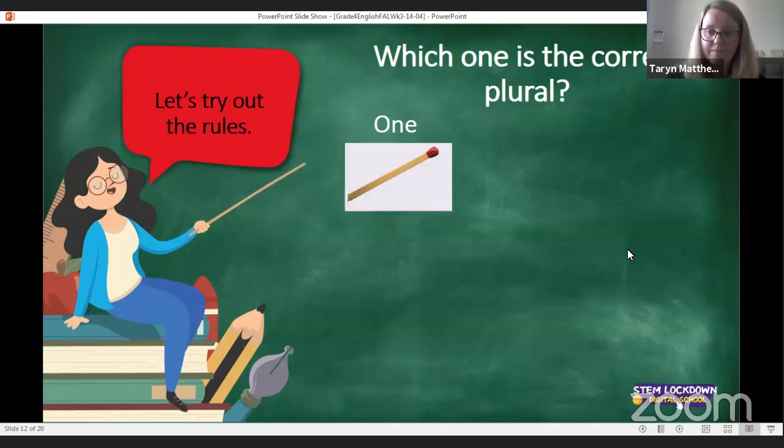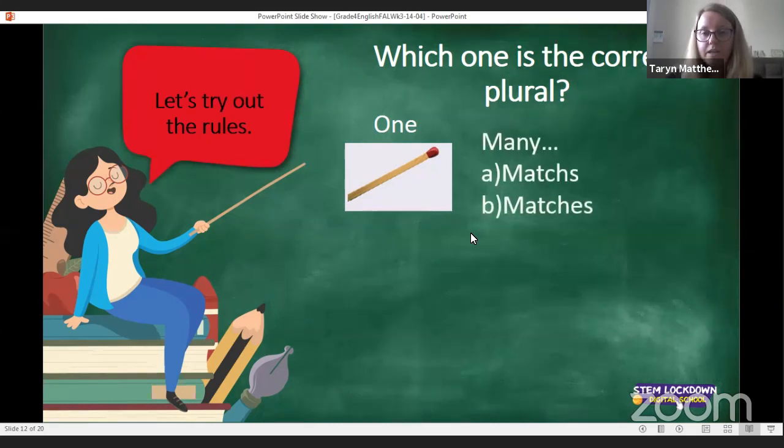Oh, almost. Yes, so it's a match. So if I've got one match, am I going to have many matches or matches? So is it A or B? So which one is the correct spelling for my plural? So is it A or B?